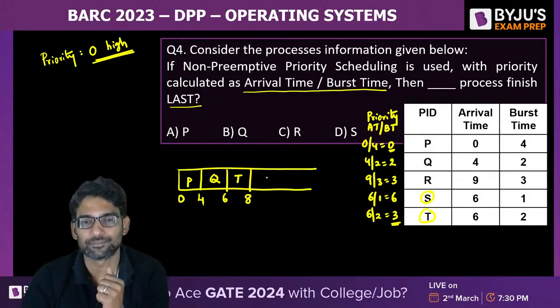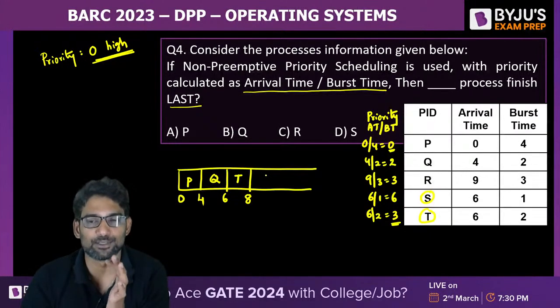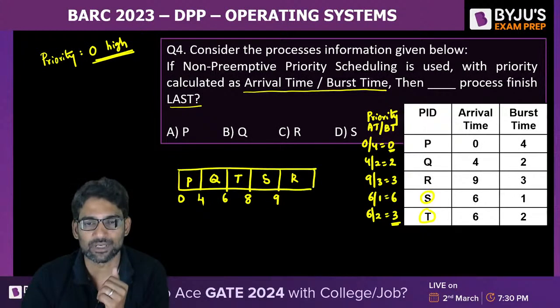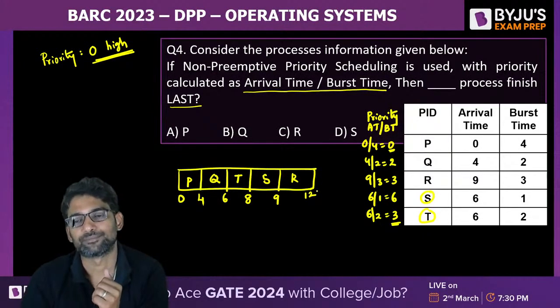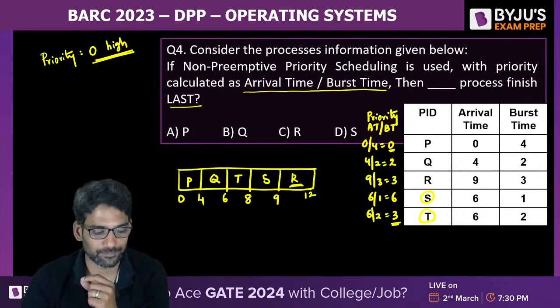Then still R did not join. R comes at time 9. So we schedule S from 8 to 9. At 9 R joins, and that is the only process we have, so 9 to 12. So which process finished last? Process R finished last.